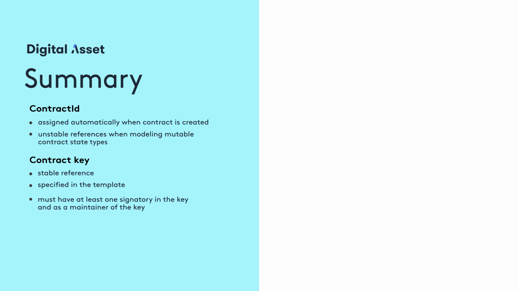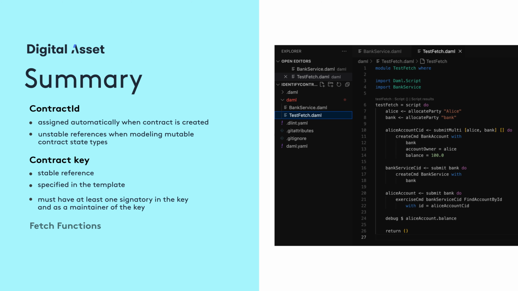Contract IDs and keys can be used to search for contracts, and for that we used fetch as one of the functions that can be used in the choices for the template.